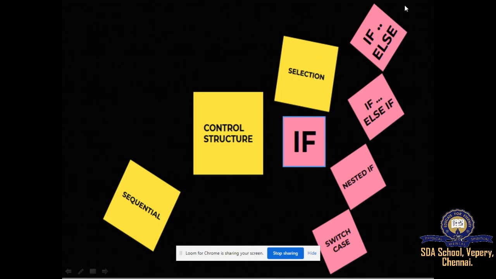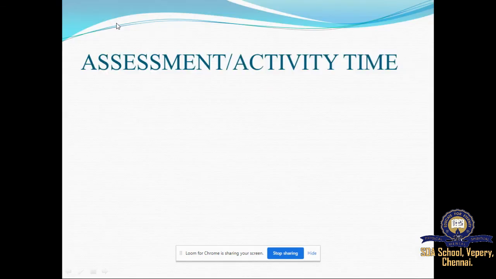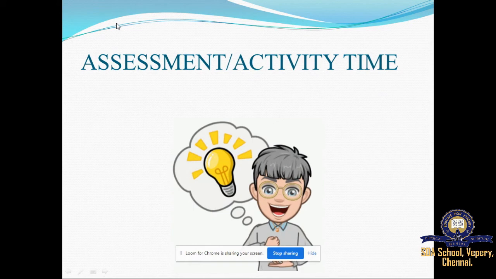So you have seen 5 types of selection control structure. One is simple if. Second one is if else, that is first the condition, else the answer. Then if else if, checking for 2 conditions, an if and an else if, and nested if, multiple if, with an else part. Switch case is just like an if else if, you will have multiple options. When one case is satisfied, it will print, and then it will use the break statement to come out of the program. Okay. So now it is assessment or activity time.